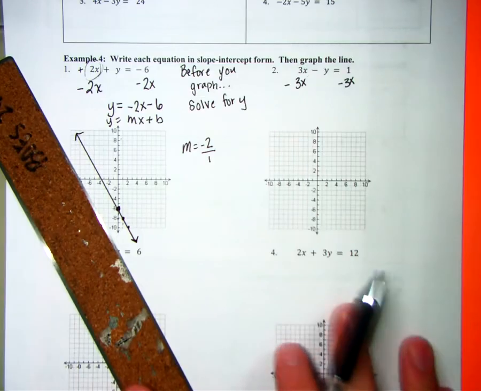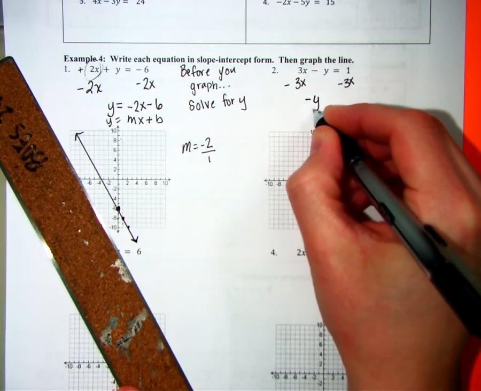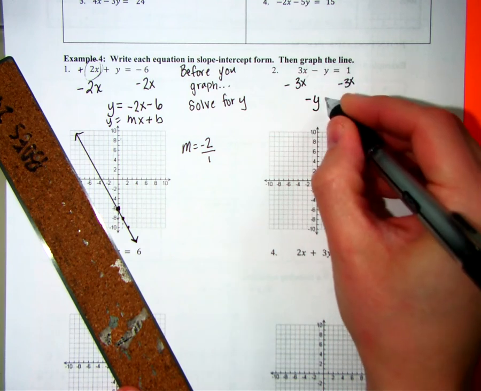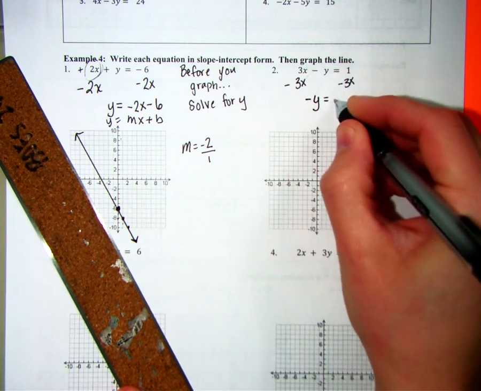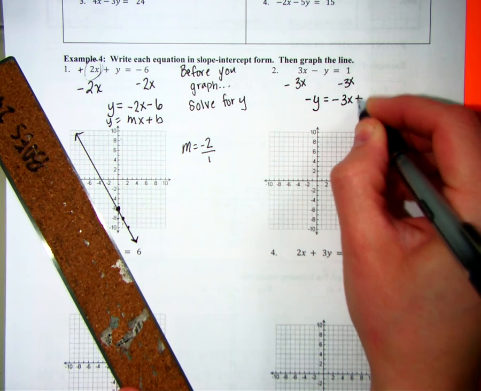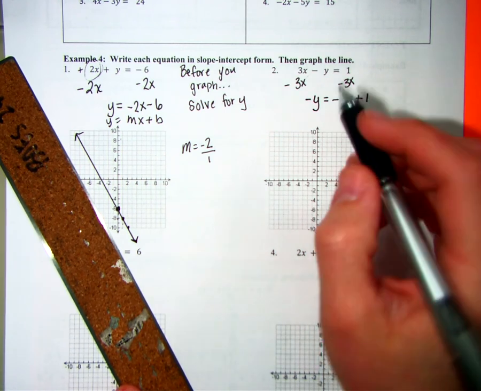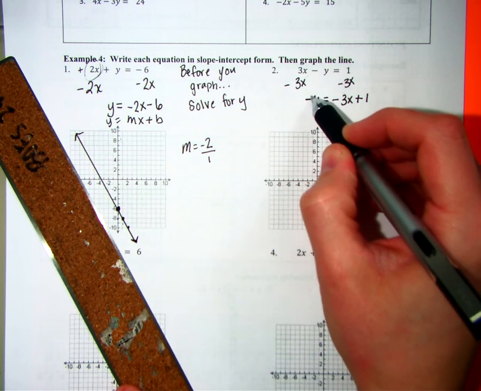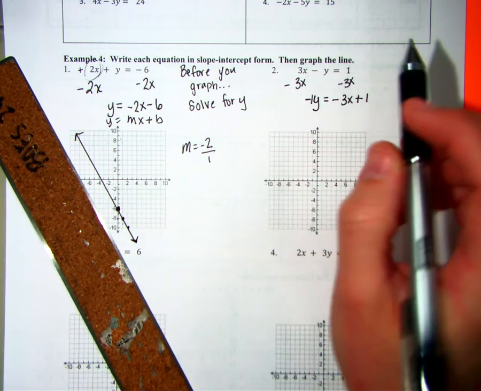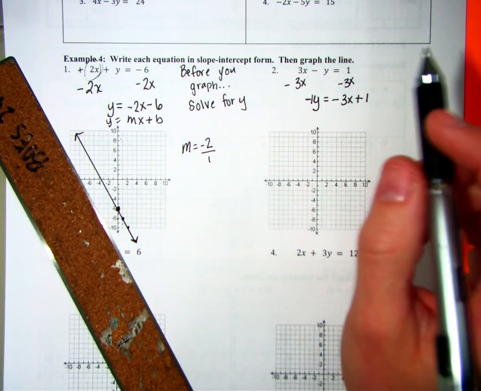Yeah. Okay, so for example on this one, this is negative y. Don't forget to bring down that negative. And then it's negative 3x, and then it's a positive 1. So this is a negative 1 in front of that y. So this one we're going to take one more step and divide every single number by negative 1.